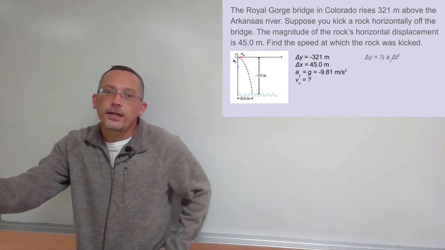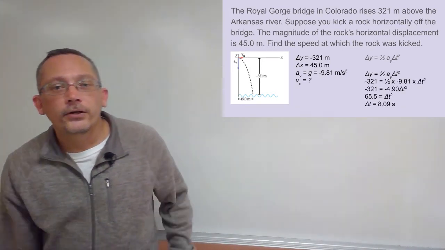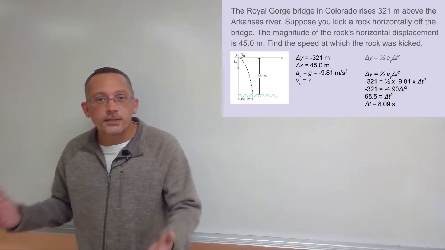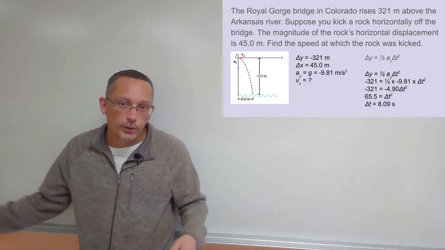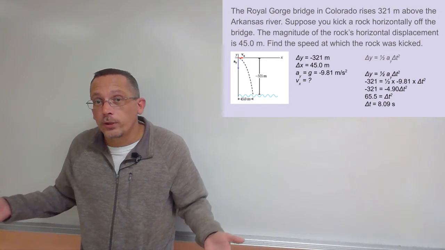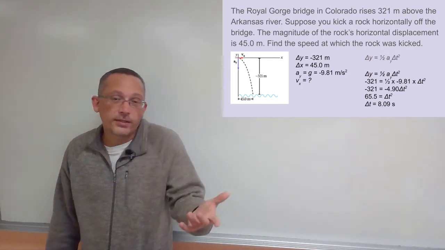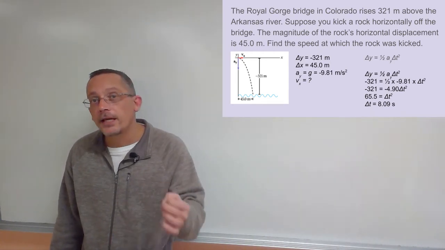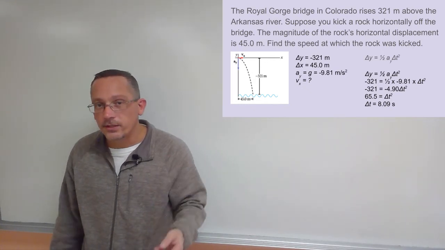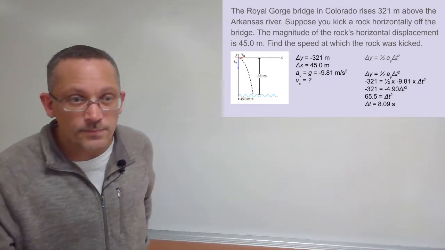So I'm going to put in the numbers that I know there. I know delta y is negative 321. I know a sub y is negative 9.81. So I'm going to put those numbers in there. I'm going to simplify it a little bit. A half of negative 9.81 is negative 4.90. I'm going to divide both sides by negative 4.90. And then I'll take the square root. And so then that tells me that the time is going to come out to 8.09 seconds. Now I need 3 significant figures there because all the numbers I started with had 3 significant figures. And it's a time, so it should be in seconds.